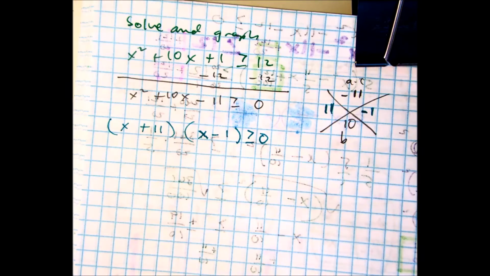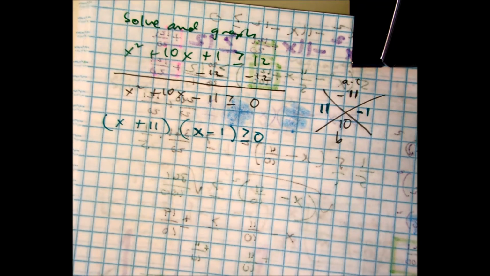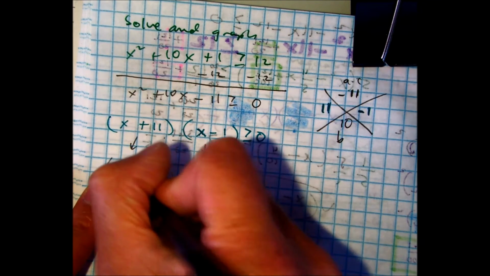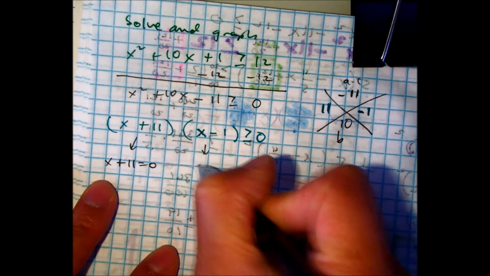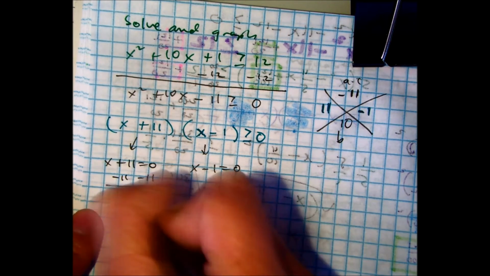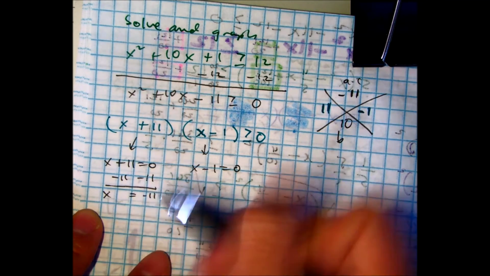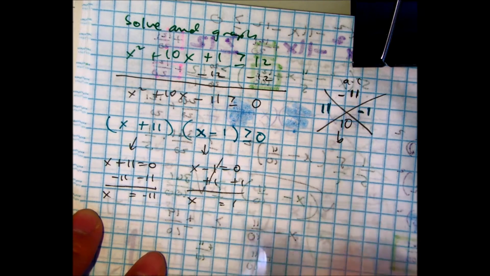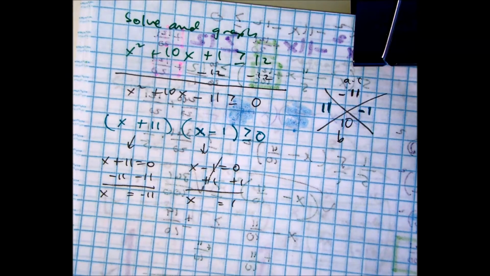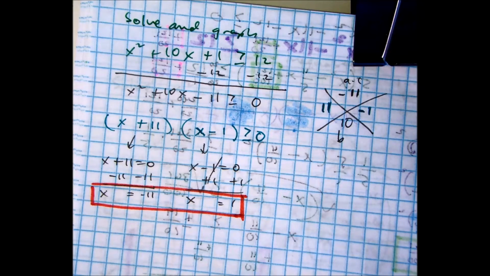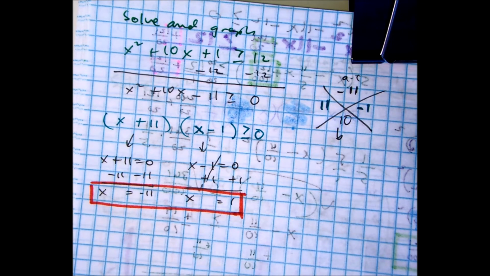Raise your hand if you got that so far. So if I solve it now, zero product rule, x plus 11 equals 0, x minus 1 equals 0. I'm going to subtract 11 and get x equals negative 11 and x equals 1. Raise your hand if you got those two solutions so far. Now if you did the quadratic formula, you should have gotten the same. Okay.